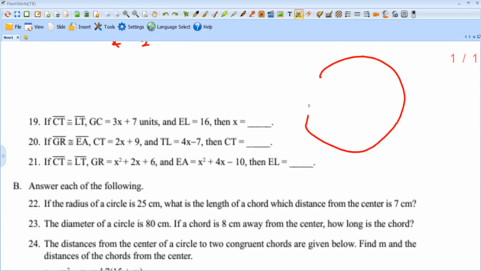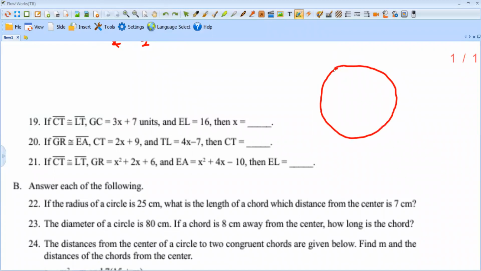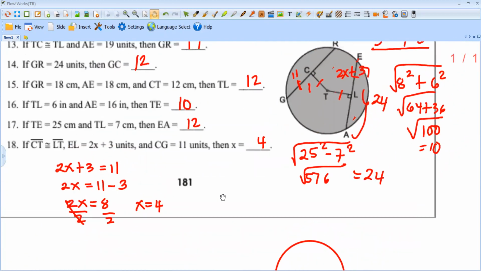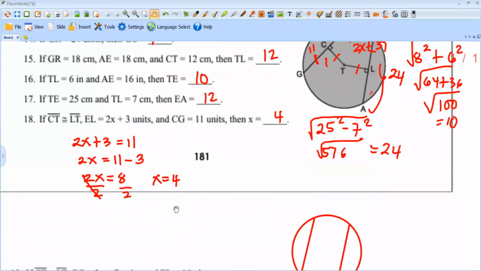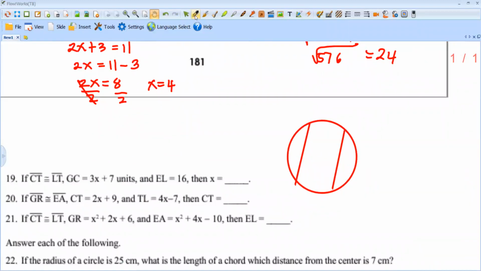Wait, I need to draw it like this. Okay, then we'll draw the two chords. Oops. Two chords. Okay, let us see like that. And perpendicular to the center.